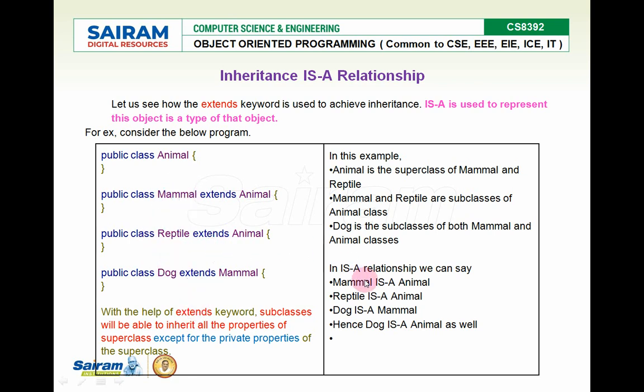So here I can say Mammal is an Animal, Reptile is an Animal, and Dog is a Mammal, because Dog extends Mammal. Hence Dog is an Animal as well, because Dog extends Mammal and Mammal extends Animal. So from Animal to Mammal, Mammal to Dog. That is what extending from a base class means. That's what is called an is-a relationship.